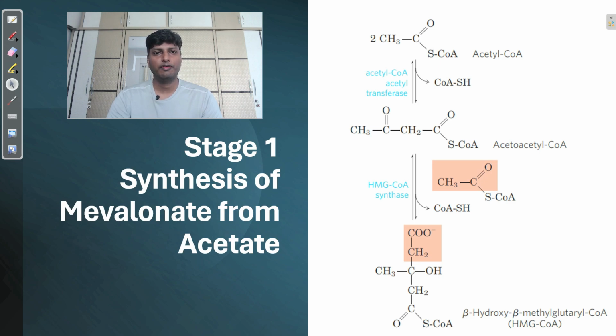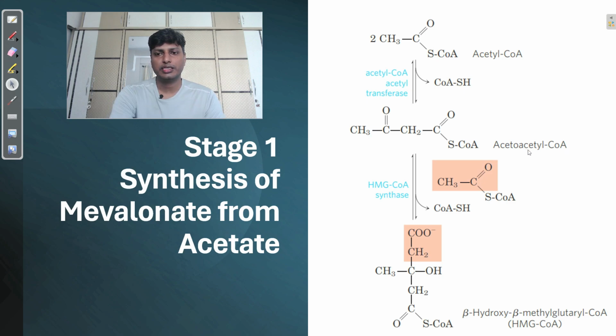So how mevalonate is formed? Mevalonate is formed with the help of acetyl CoA. So as we know that acetyl CoA has got only 2 carbons. So for the formation of mevalonate, there will be 3 acetyl CoAs which will be required. So in the first step, 2 acetyl CoAs will combine together to form a compound which is called as acetoacetyl CoA.